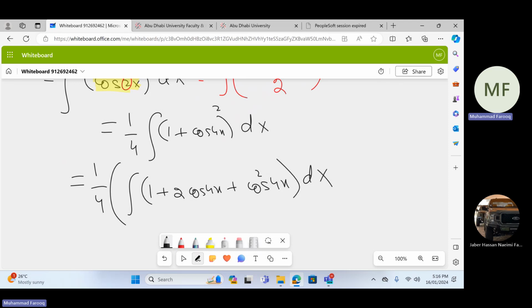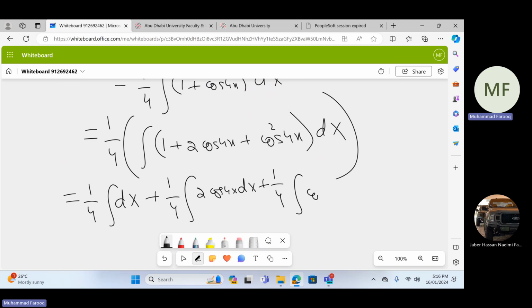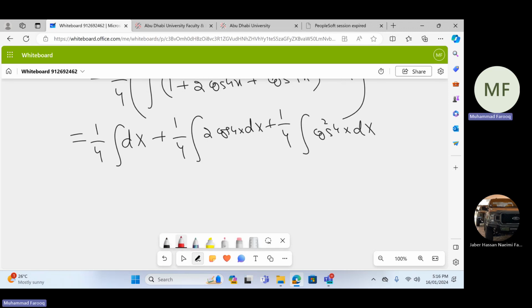I don't understand the step. Why are we doing this? Because I have to open this (a plus b) square as a square plus 2ab plus b square. Now distribute the 1 by 4 to everyone. So 1 by 4 integration of dx, plus 1 by 4 integration of 2 times cosine 4x dx, then 1 by 4 integration of cosine square 4x dx. I just opened the bracket. Is that clear? Now, what is the integration of dx? So 1 by 4 x. Good.